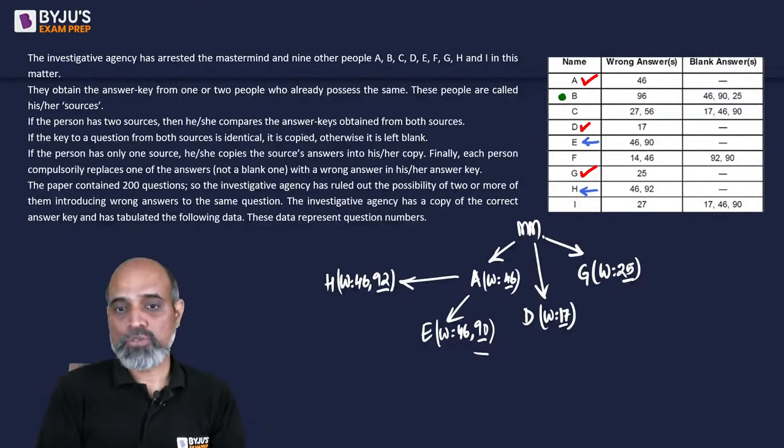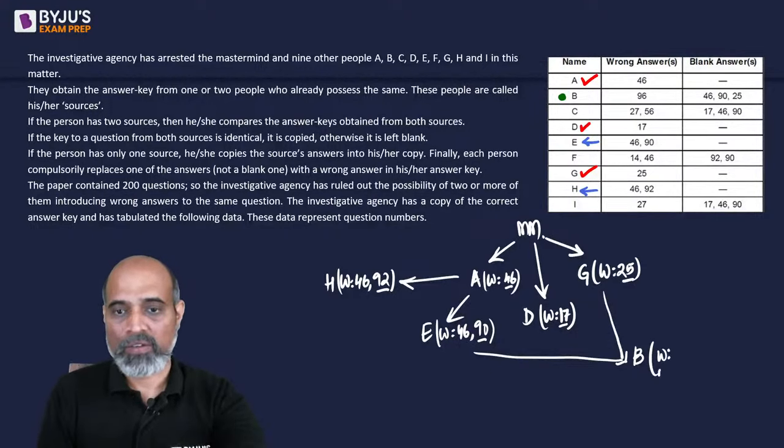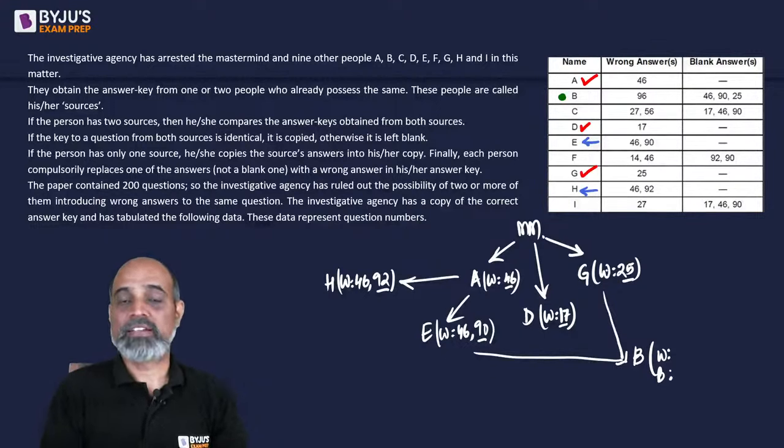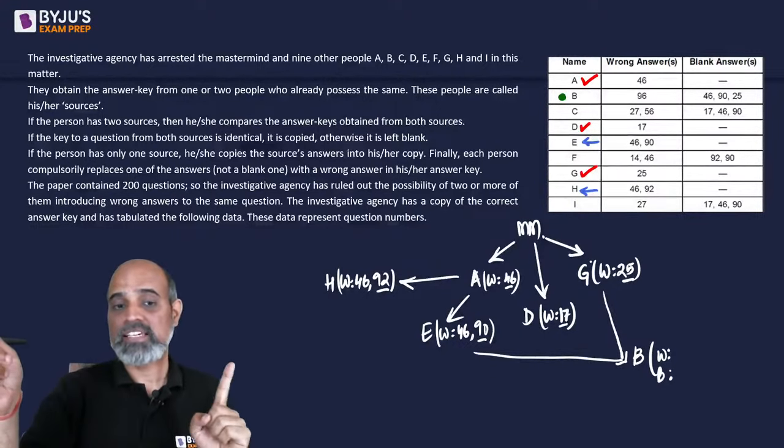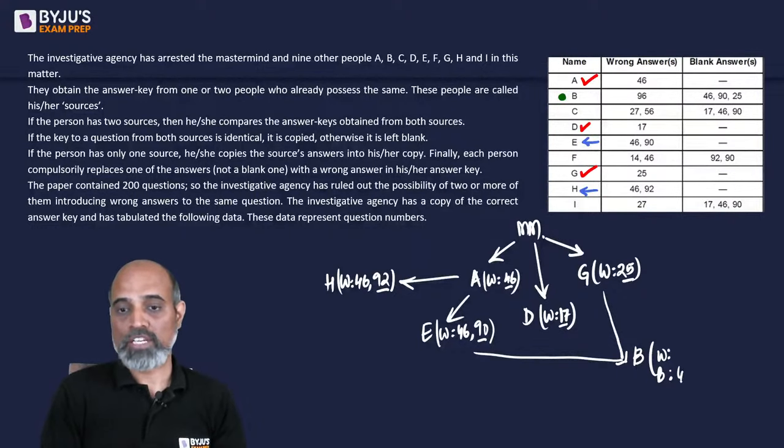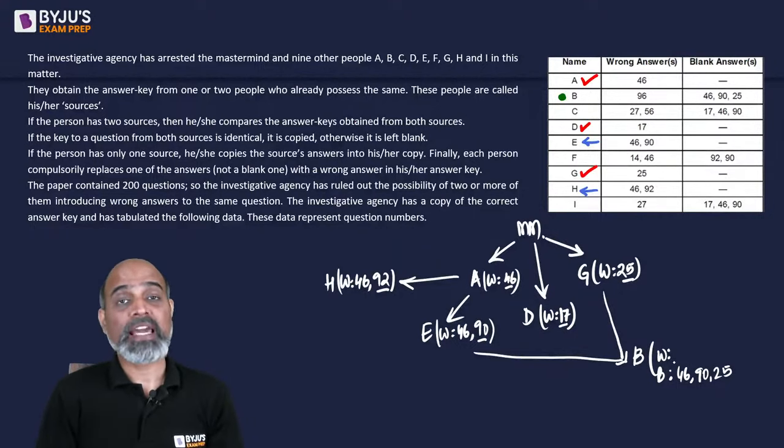So if we choose E and G, we will realize that in question number 46 there will be a discrepancy in the answer keys of E and G. So he is going to leave question number 46 blank. In question number 90 there will be a discrepancy. Question number 25 maybe there will be a discrepancy. Okay. And W is the wrong answer which B has made on his own.